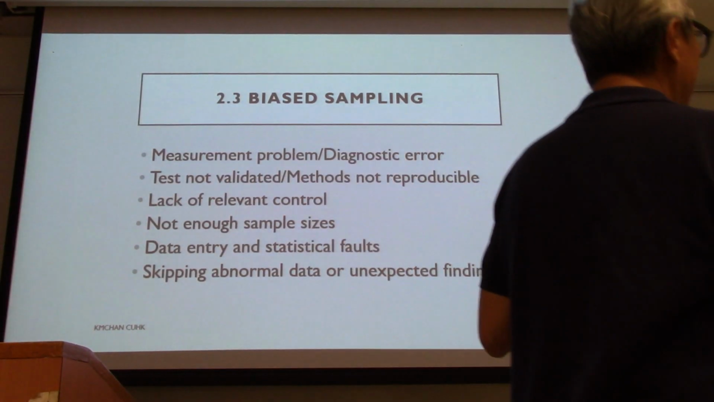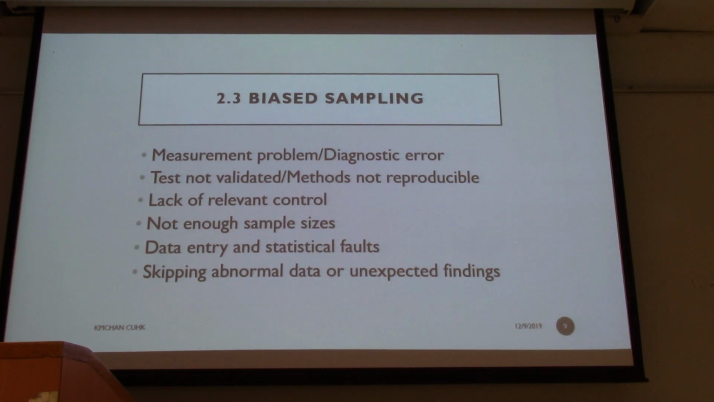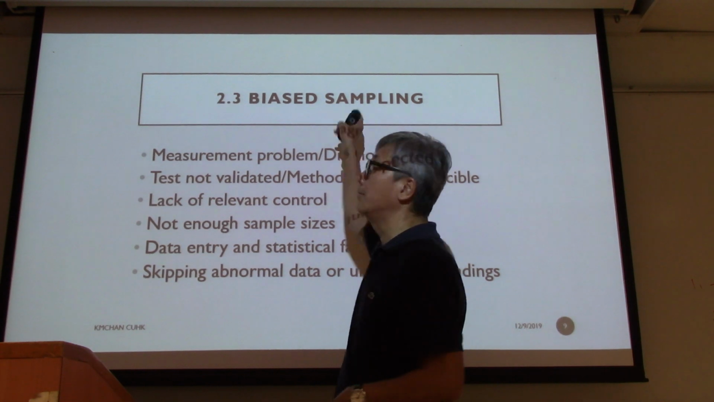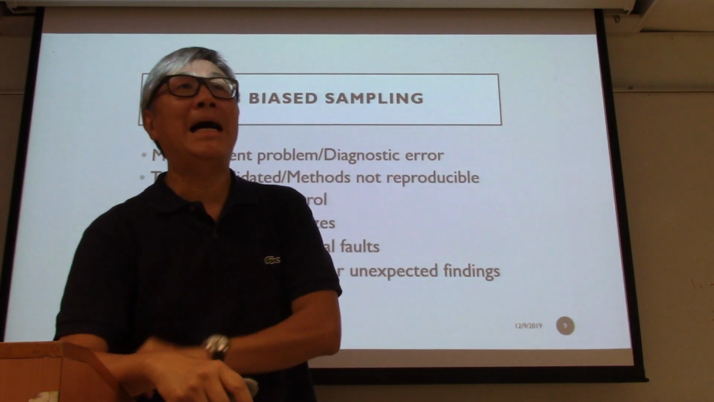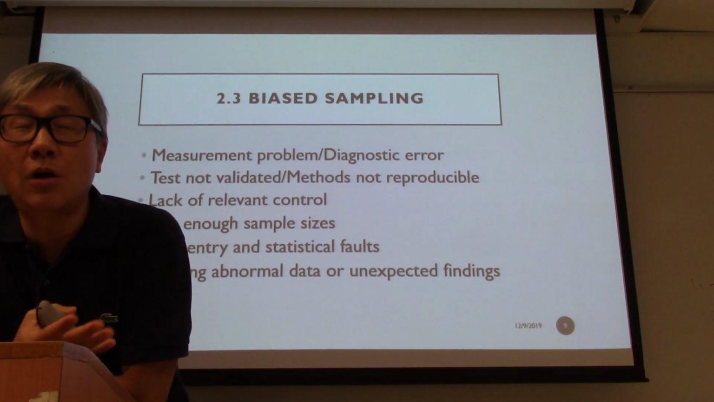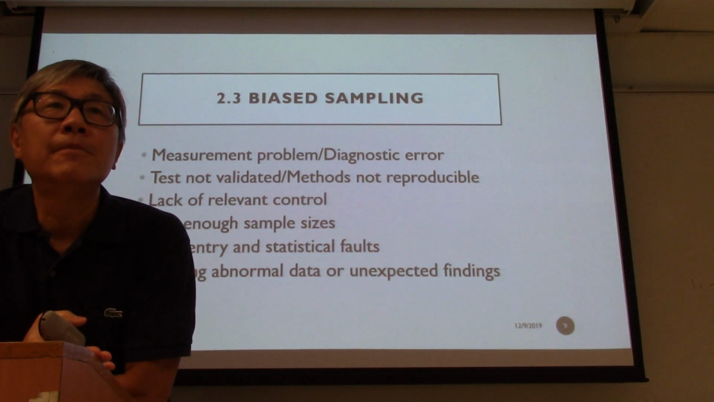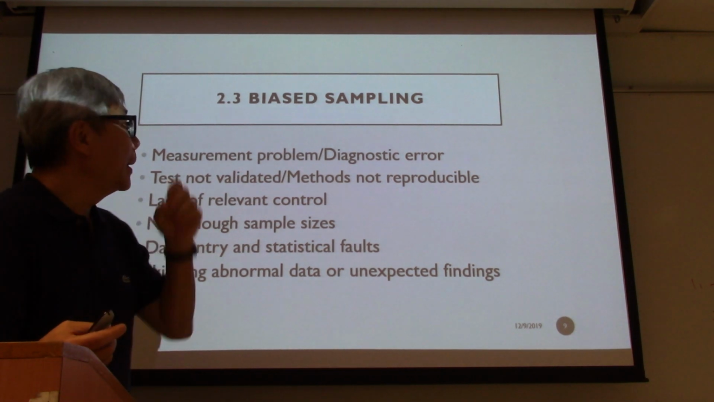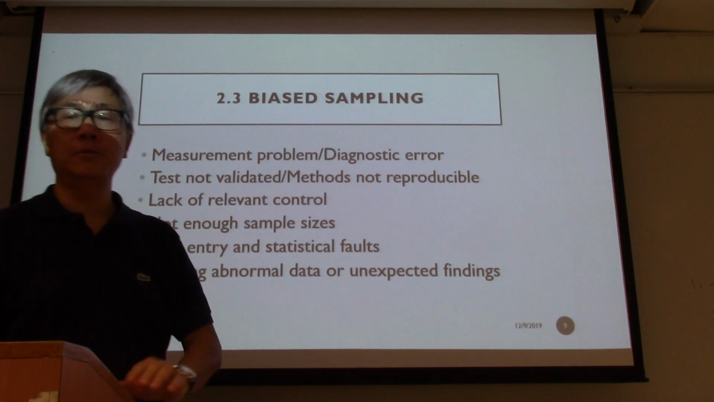Okay, so the second part of this lecture on research misconduct, we will discuss two things. One is on biased sampling. Second is, of course, the most obvious, falsifying data, making up data. Okay, these two parts. Now, this is not easy to discuss.